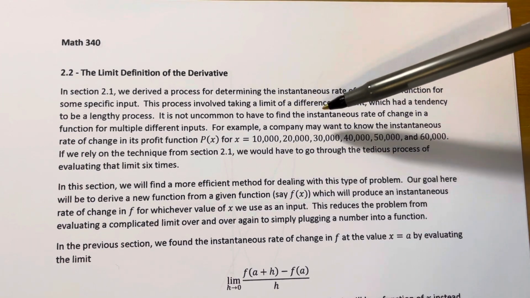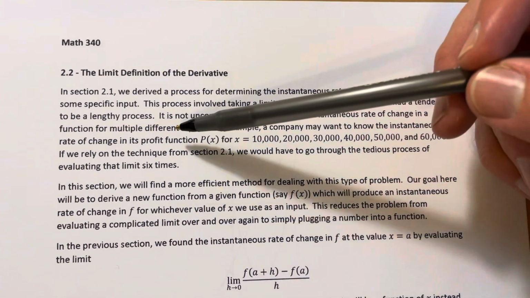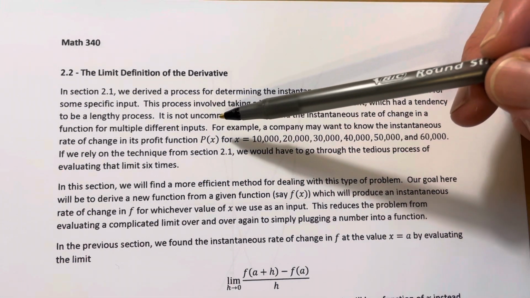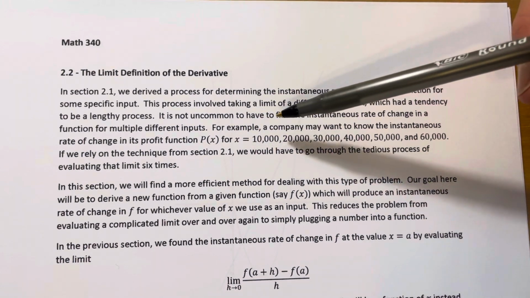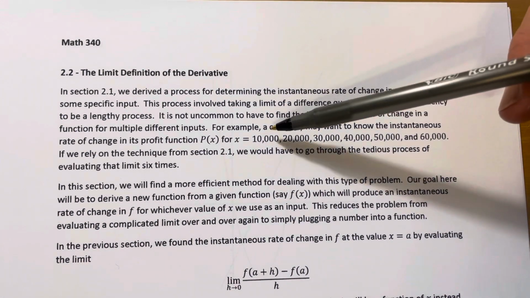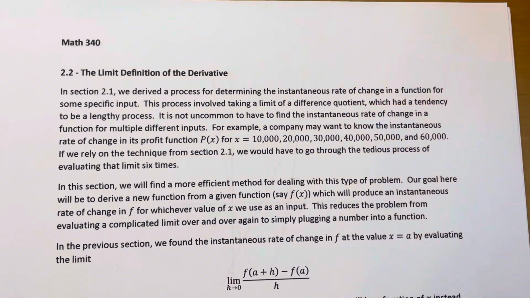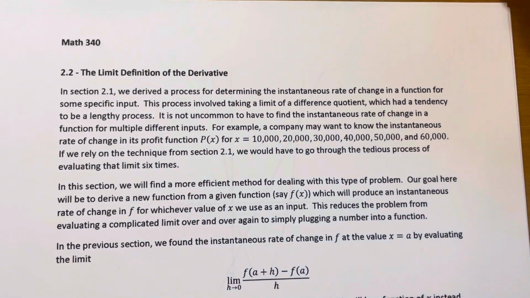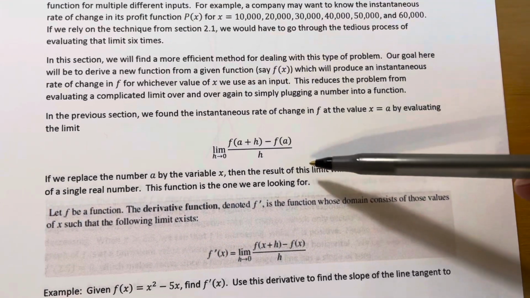I give an example here. Say there's a company that wants to know the instantaneous rate of change in its profit function. Remember, we talked about profit functions in the previous section. For x equals these different values, 10,000, 20,000, 30,000, so on and so forth, all the way to 60,000. That would require walking through that limit process 6 separate times, which is really not very efficient. So what we want to do in this section is develop a technique for doing what we did in section 2.1, but more efficiently.